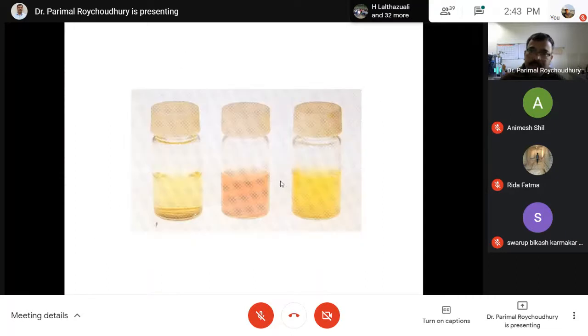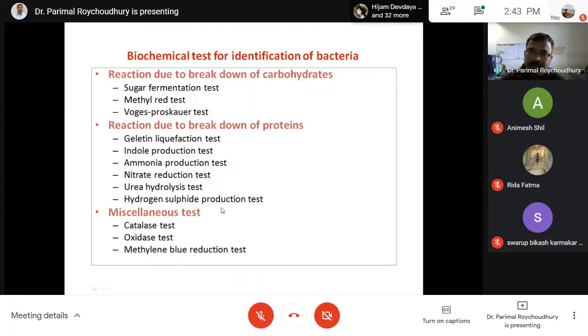Then coming to the next category, it is the reaction due to breakdown of proteins. In this we get several types of tests like gelatin liquefaction, indole production, ammonia production test, nitrate reduction test, urea hydrolysis test, and hydrogen sulfide production test. A few of them I just selected from the list and incorporated here. So we'll discuss them because this principle lies with breakdown of protein.